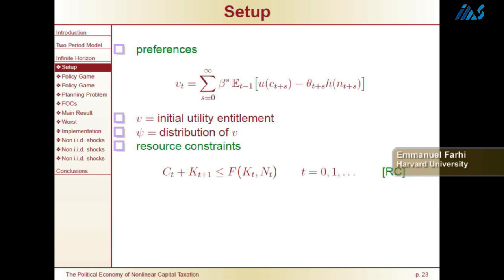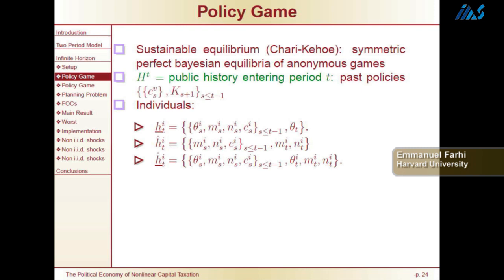All right. So these are the preferences, and they just generalize the preferences that were laid down for the two-period model. So people consume and work in every period. And I'm allowing for a non-degenerate distribution of initial utility entitlements. So some people have been promised more utility than others. You have the wealthy and the less wealthy. And psi is the distribution of these utility entitlements. The resource constraint is going to be more general than what I had also, and it's just going to be a neoclassical production function. And to preempt your question, the depreciation is incorporated in the production function, in the F.